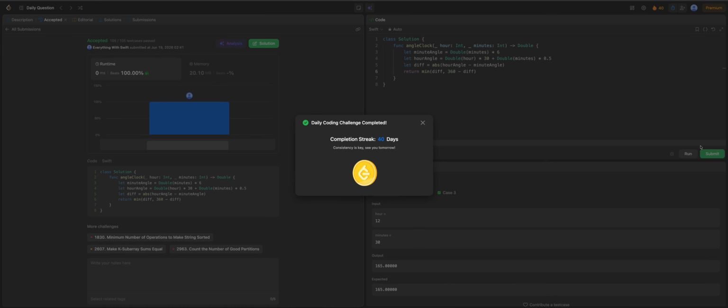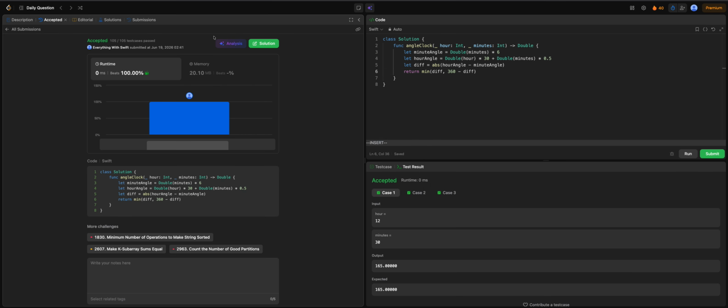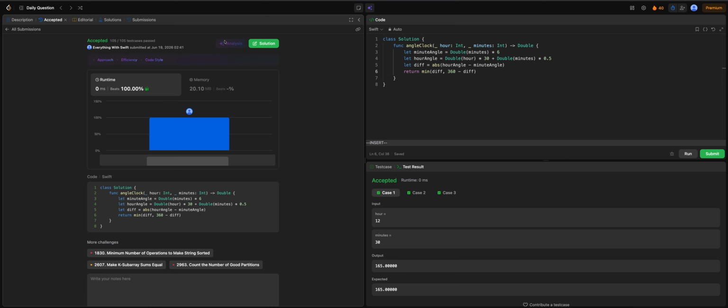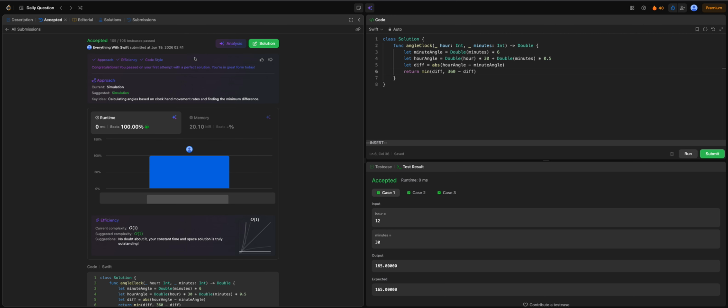Cool, I think the space and time complexity will be just O of 1. That is not even that accurate to discuss, I would say. It's just a mathematics equation. Yep, time complexity is O of 1 and space complexity is also O of 1.